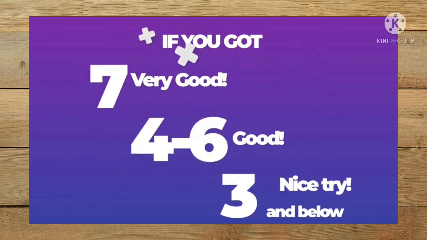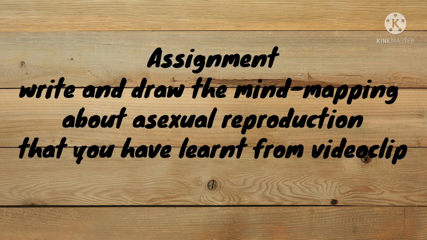How many correct answers did you get? If you got 7, very good. If you got 4, 5, or 6, good. 3 and below, study more. Today, we learned the different modes of reproduction in flowering and non-flowering plants. Good job, kids! Okay everyone, assignment today, please write and draw the mind mapping of your understanding of asexual reproduction in plants.